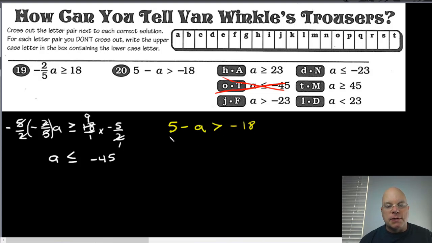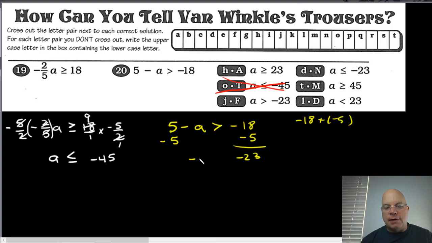I know I want to get rid of this 5, this constant term, so I can subtract 5 from both sides. Negative 18 minus 5 is negative 23, because it's the same as negative 18 plus negative 5. On the left side, 5 minus 5 is 0, but you have to think about 0 minus a. It's like 0 plus negative a.